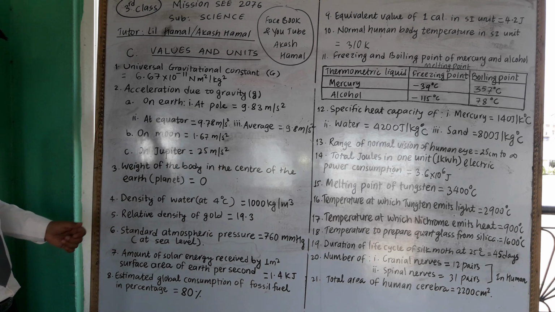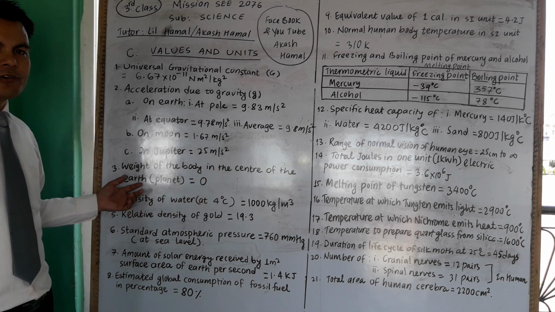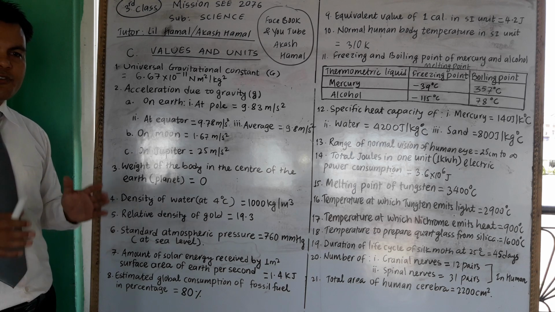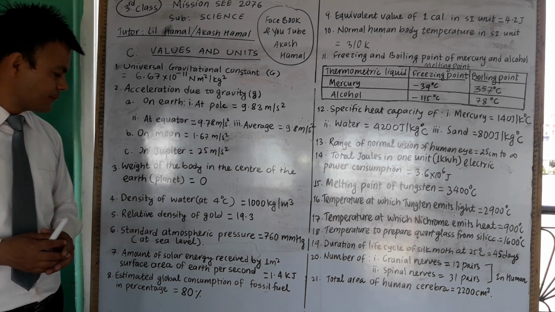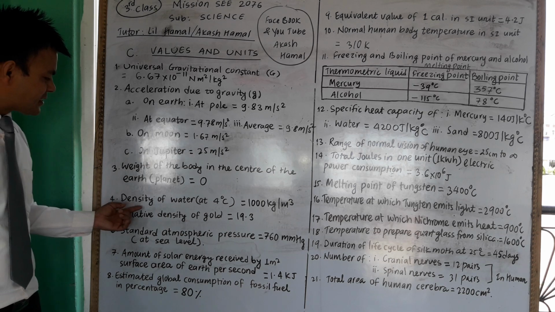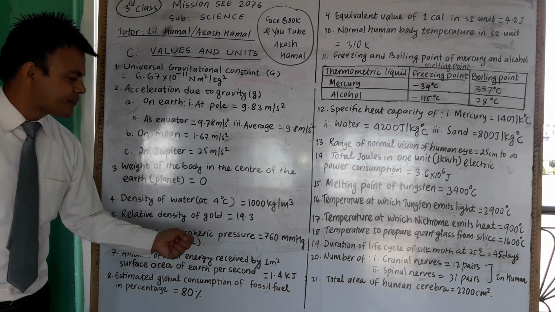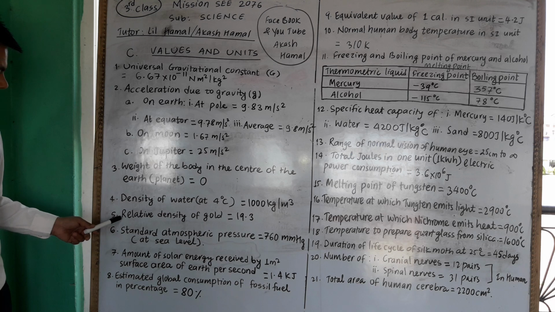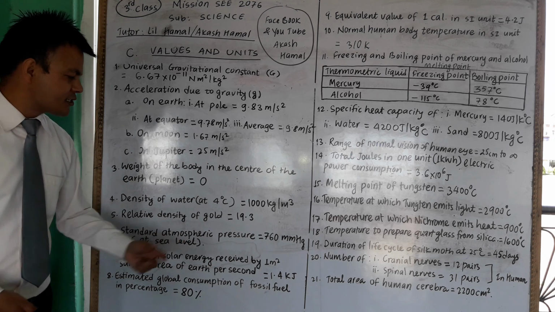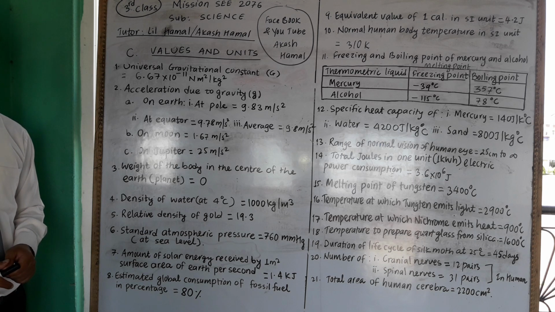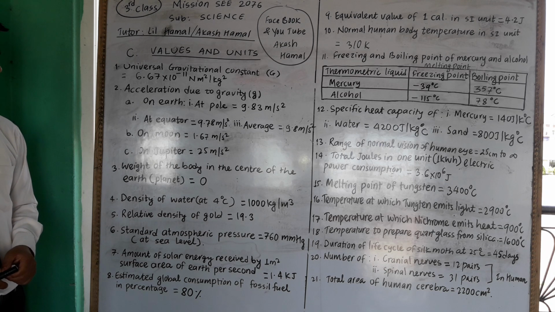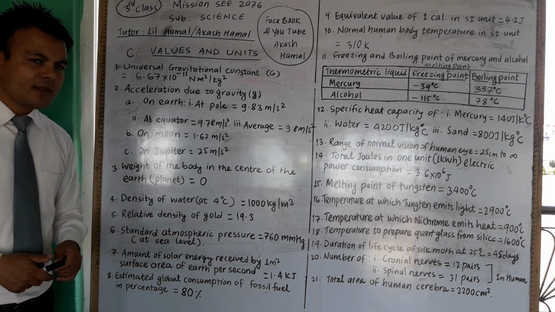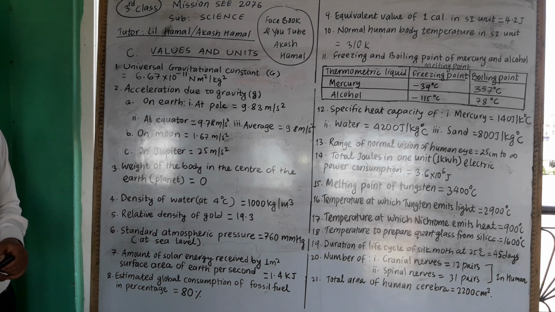Okay, let's go to the weight of the body. In the center of the Earth or any planet is 0. There is no weight. It is a perfect weightlessness condition. Well, likewise, number 4, the density of water at 4 degrees Celsius is 1000 kg per meter cube. Furthermore, the relative density of gold is 19.3. It doesn't have any unit because this is the ratio of two densities, the density of the gold by the density of the water at 4 degrees Celsius.